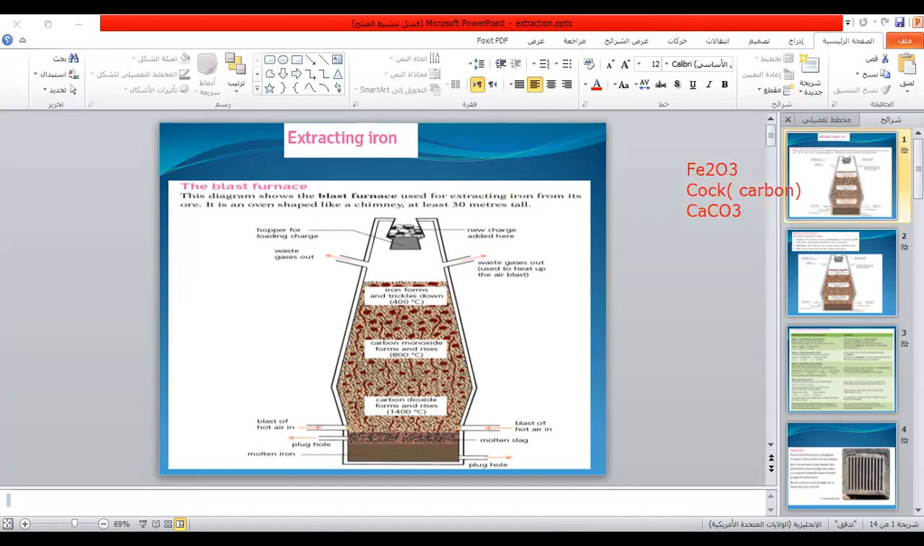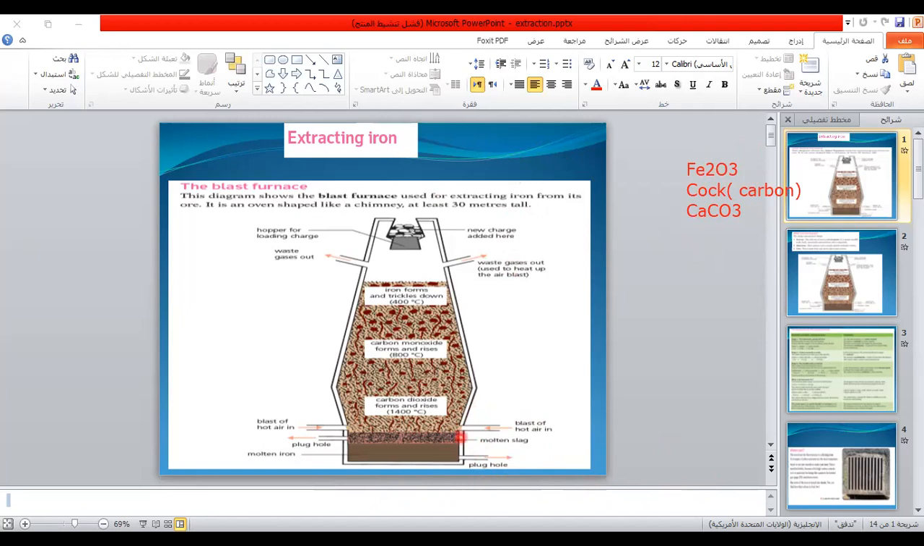So how can we produce iron from iron oxide? We use this apparatus, and I will add from the top of the blast furnace a mixture of Fe2O3, coke, which is carbon, and calcium carbonate. Hot air enters here down and here as well. Once you add the mixture, carbon in this area down will react with oxygen as hot air enters from here and from here.